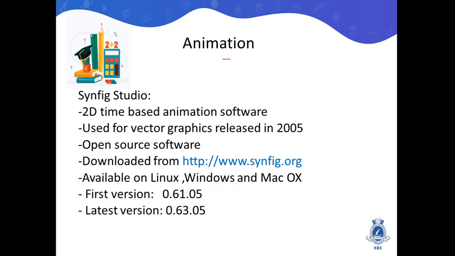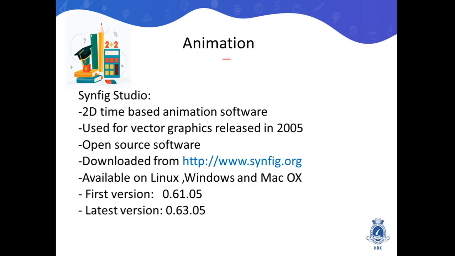We can download it from the given URL, http://www.synfig.org. Everyone can freely download it from this website. Synfig is also available for three platforms: Linux, Windows and Mac users. The first version of Synfig, released in 2005, is 0.61.05. This is important for exam purposes. The latest version, according to the book printed in 2015, is 0.63.05. This is the latest version of Synfig available for download on the website.